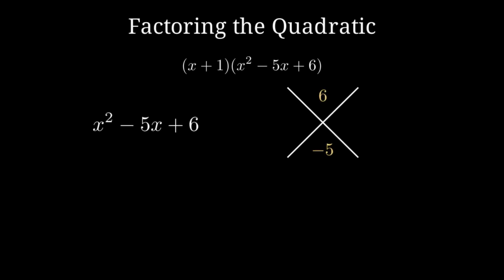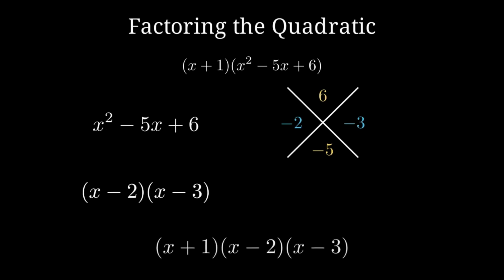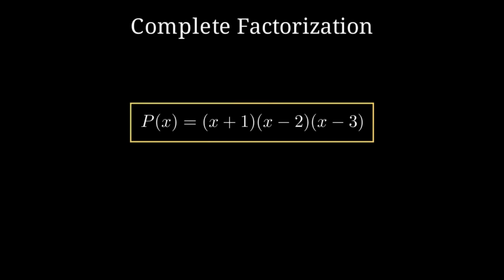We look for two numbers that multiply to 6 and add to -5. Those numbers are -2 and -3, giving us our final set of factors. By combining our first successful root with the factored quadratic, we achieve the complete factorization. The polynomial is now fully decomposed into 3 linear factors, revealing all 3 roots of the original cubic equation.